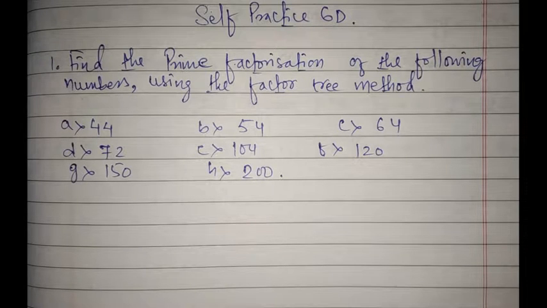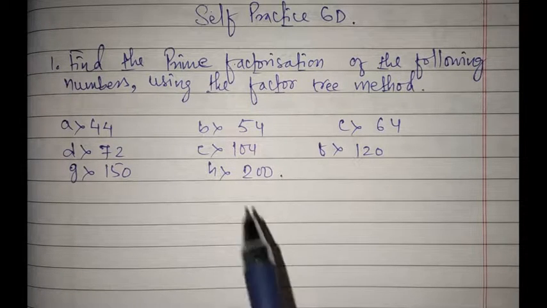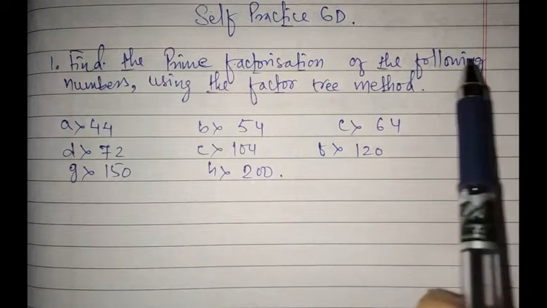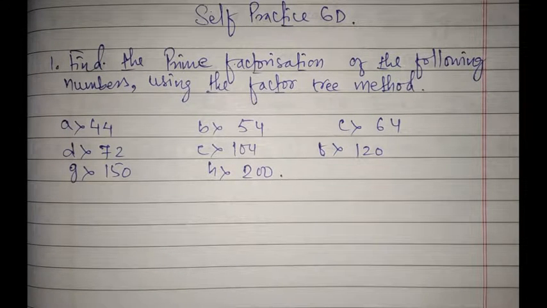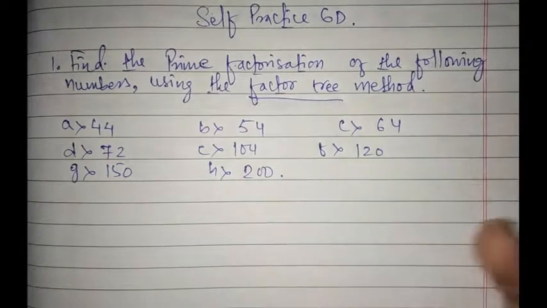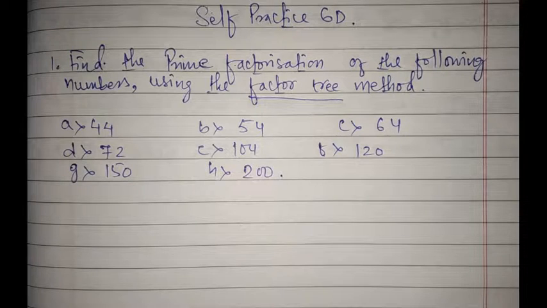So my dear children, here we have self practice 6D, question number 1. The question is: find the prime factorization of the following numbers using the factor tree method. This is quite a new term to you, the factor tree. What is this factor tree? A tree is there, so you have to make a tree of factors.